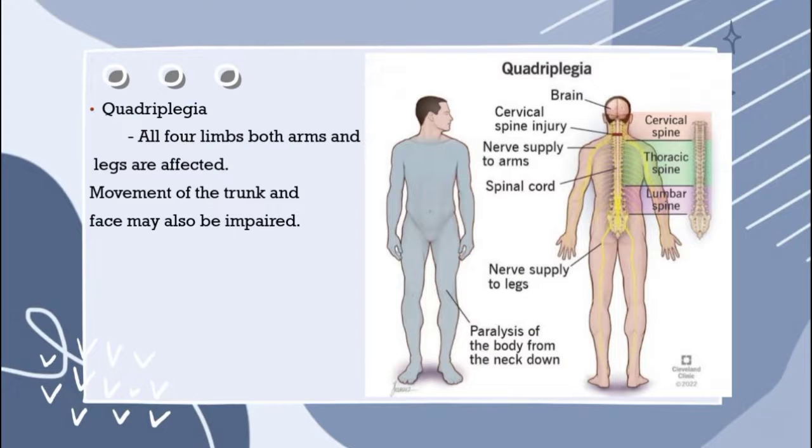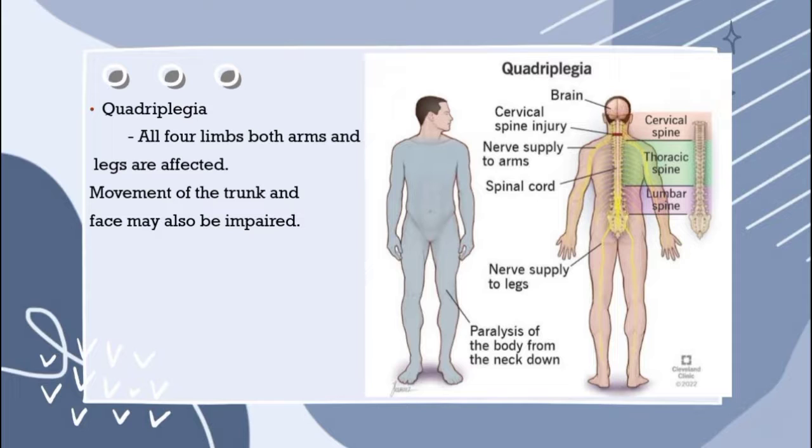So, next is quadriplegia. All four limbs, both arms and legs, are affected. So, movement of the trunk and face may also be impaired. So, the most common cause of quadriplegia is an injury to the spinal cord in your neck, but it can also happen with a medical condition.